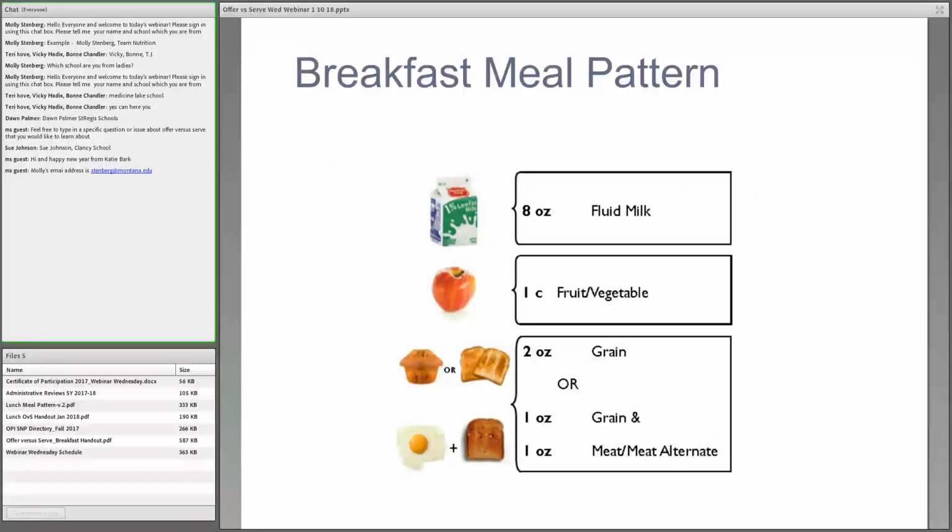So the breakfast meal pattern looks like this. I know you guys are all familiar with it. You would be offering 4 items to meet the breakfast meal pattern, and that's milk, fruit or vegetable, either 2 ounces of a grain or 1 ounce of a grain and 1 meat or meat alternate.